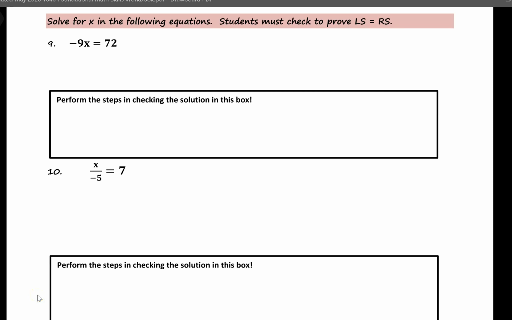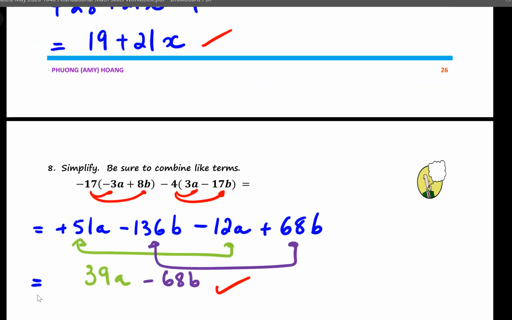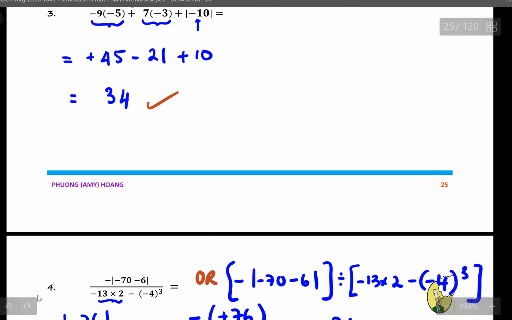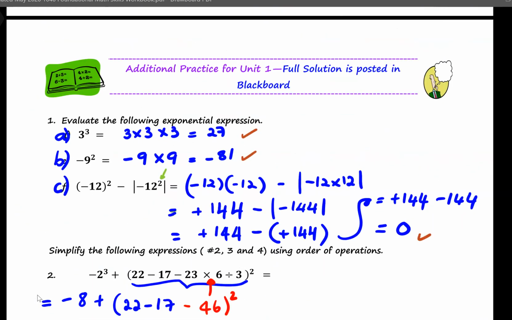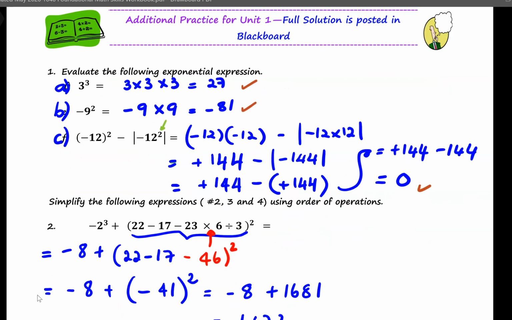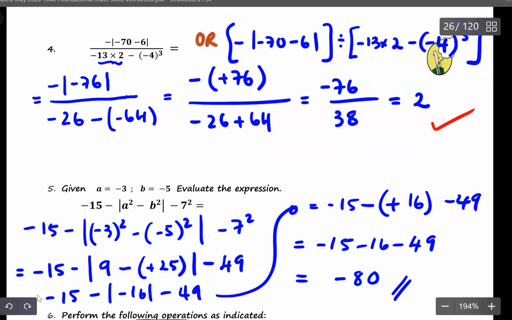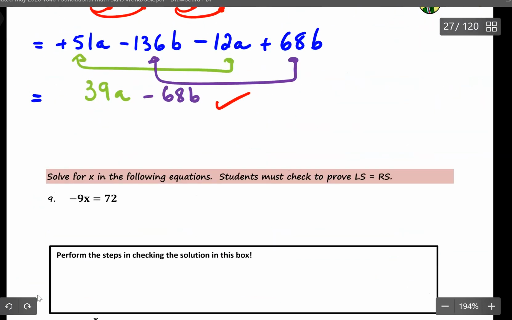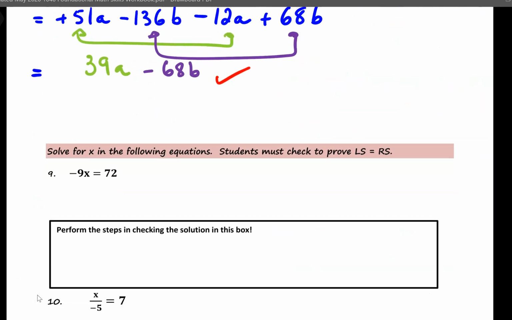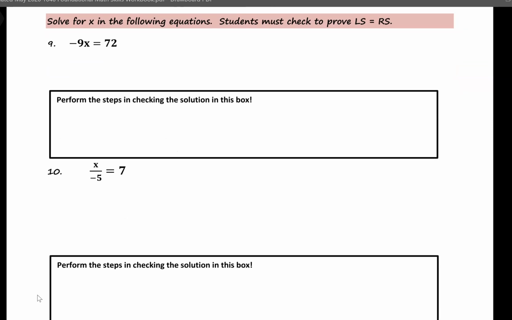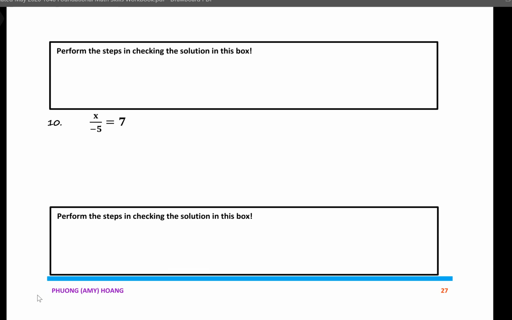Hello everyone. In this video, I would like to continue with the additional practice for Unit 1. In the previous video, as you recall, we worked on additional practice for Unit 1 and completed question 1 to question number 8. In this video, I would like to continue with the rest of the exercise, and we will start on page 27 of the workbook.